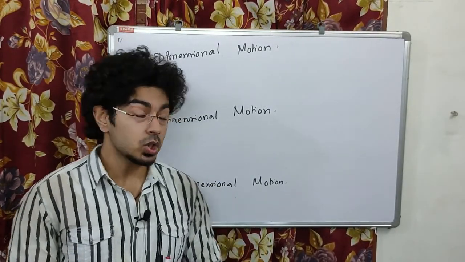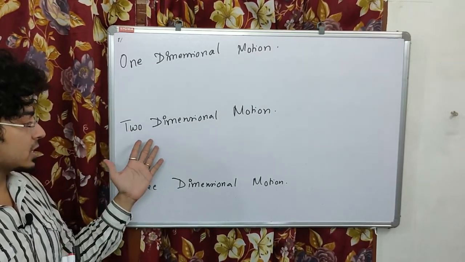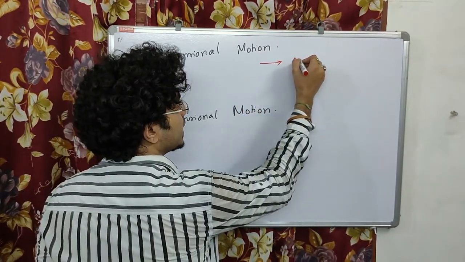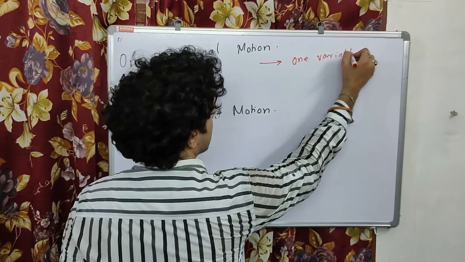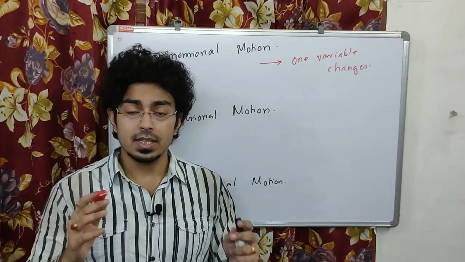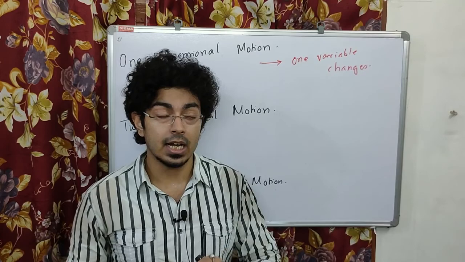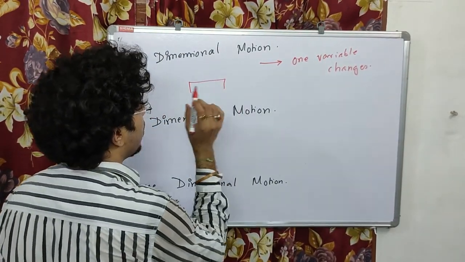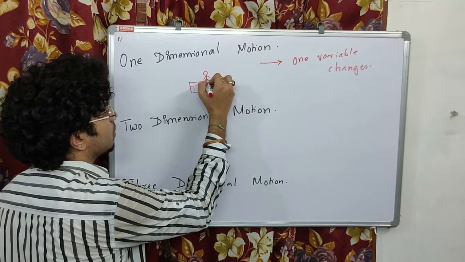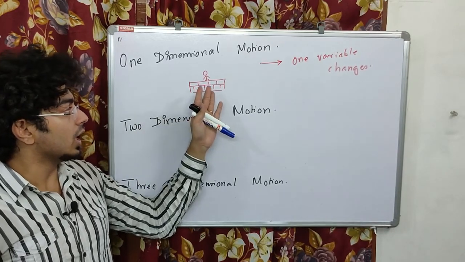Now we are going to study about one-dimensional motion, two-dimensional motion and three-dimensional motion. So what is one-dimensional, two-dimensional, three-dimensional? In one-dimensional motion we can say only one variable changes. Now what does this mean, only one variable changes? If I give you an example of one-dimensional motion, this will be very easy for you. Suppose consider a boy, this is a wall, a brick wall. Consider a boy standing over the wall.